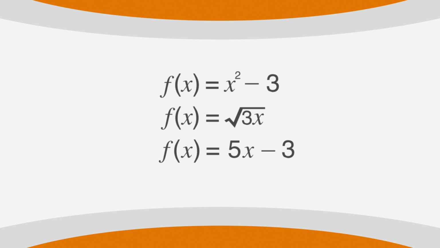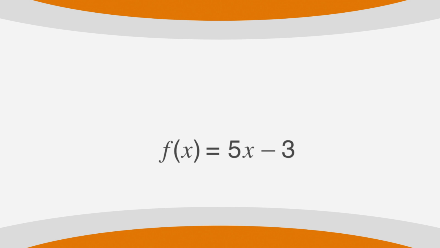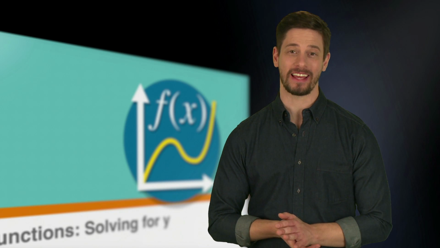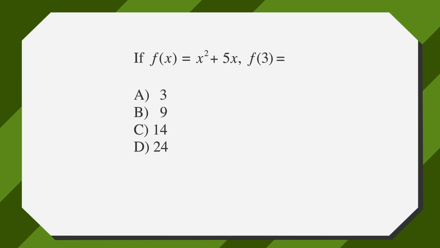The simplest function questions on the SAT will give f of x equals an equation and ask you to find the value of the function at a given value of x. Now let's look at a typical simple function problem that you'll encounter on the test. If f of x equals x squared plus 5x, f of 3 equals: a, 3; b, 9; c, 14; and d, 24.